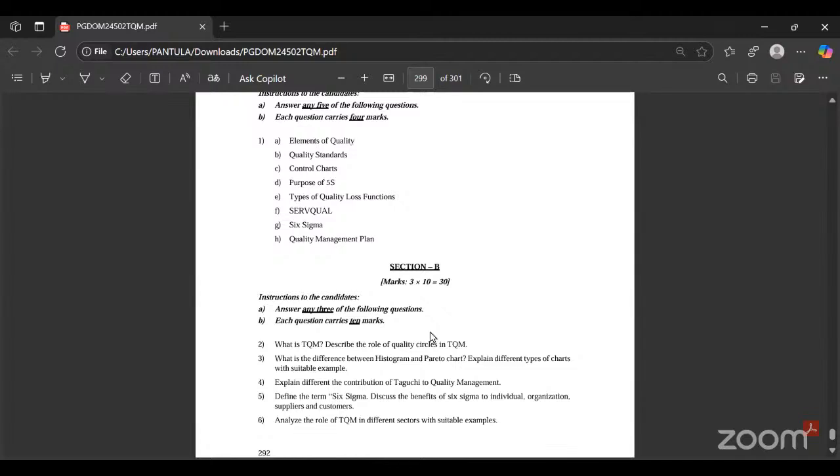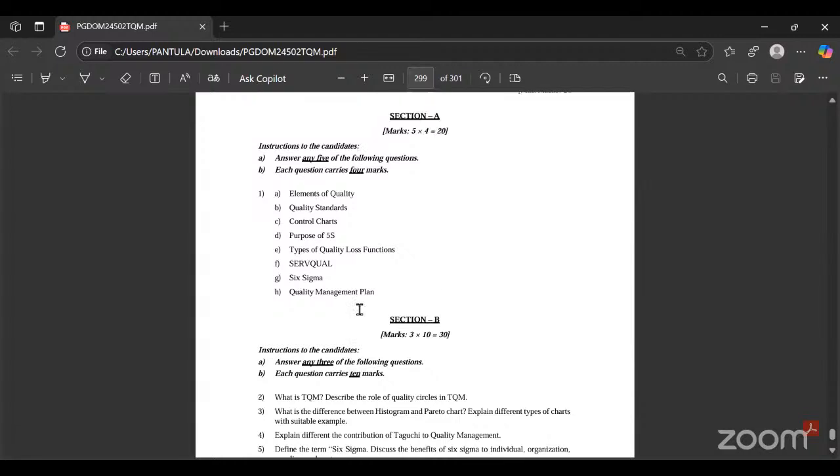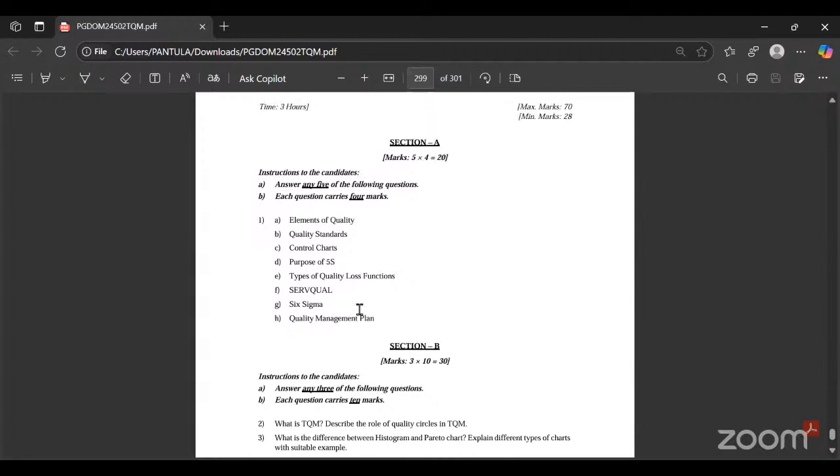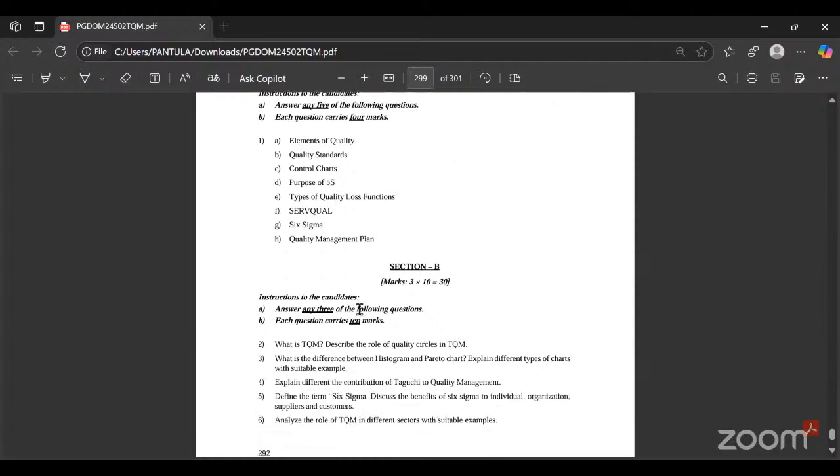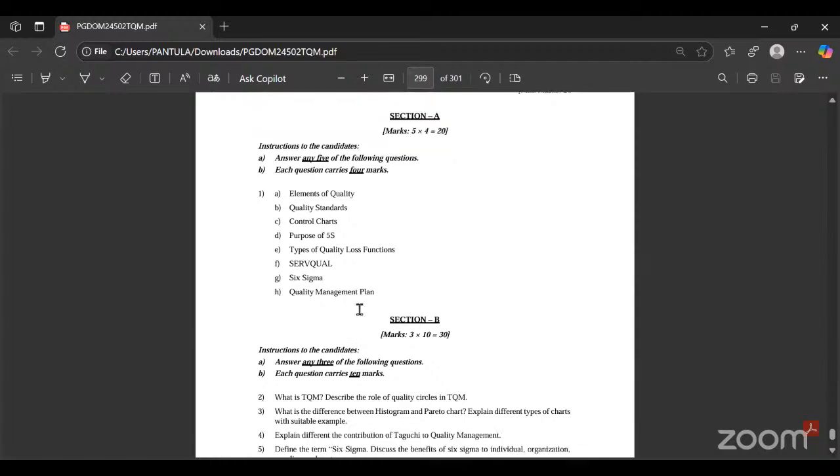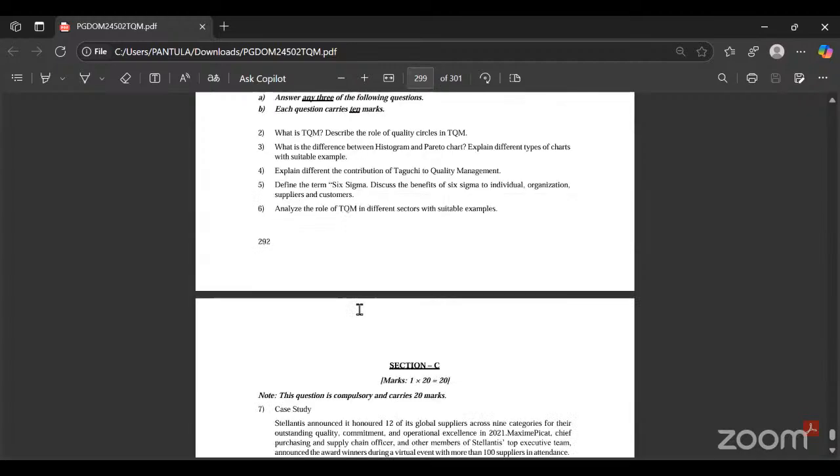From each block they may give one question, for example: what is TQM? Describe its role in quality. So it comes under block 1. From each block they'll give two 4-mark questions, and totally you need to attempt 5 questions, 5 fours are 20 marks, and you have to attend 3 questions of 10 marks, 30. 20 plus 30 is 50, and 50 plus 20, 70 marks are there. You can go through it.